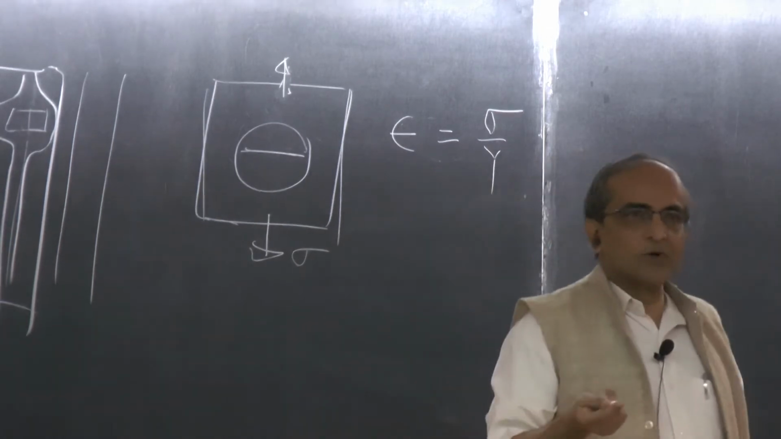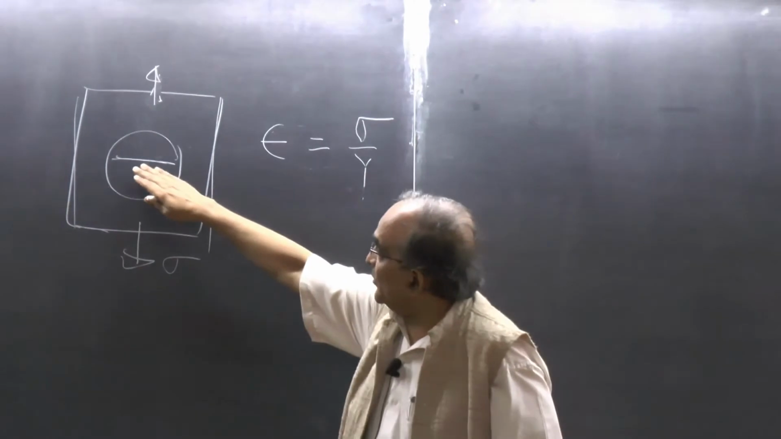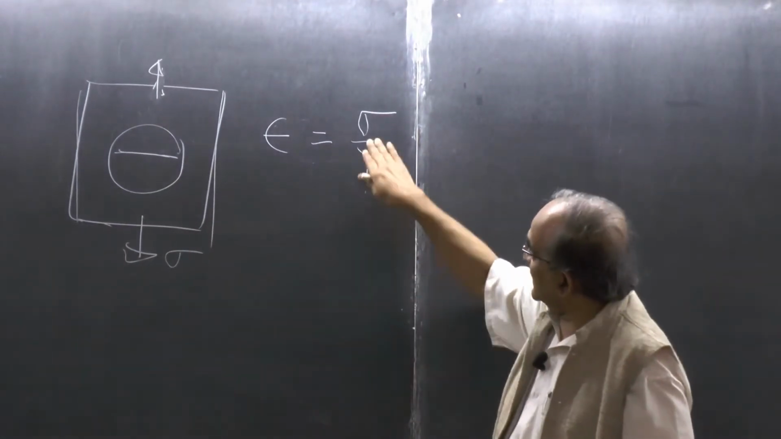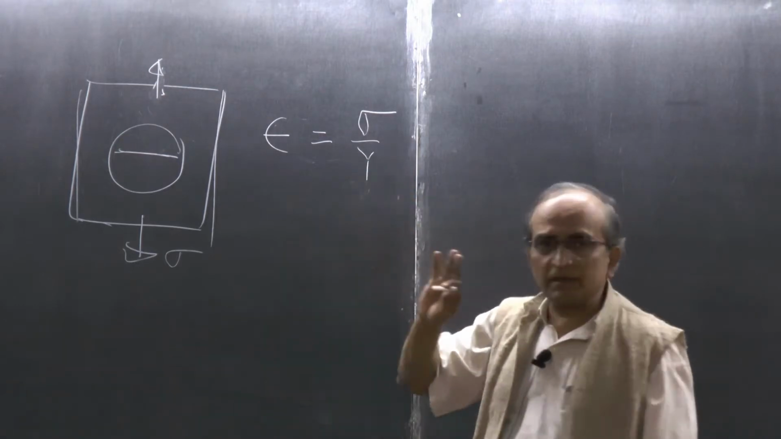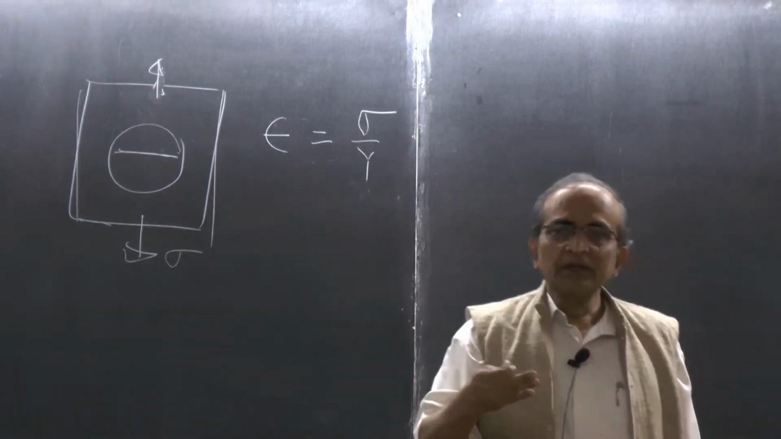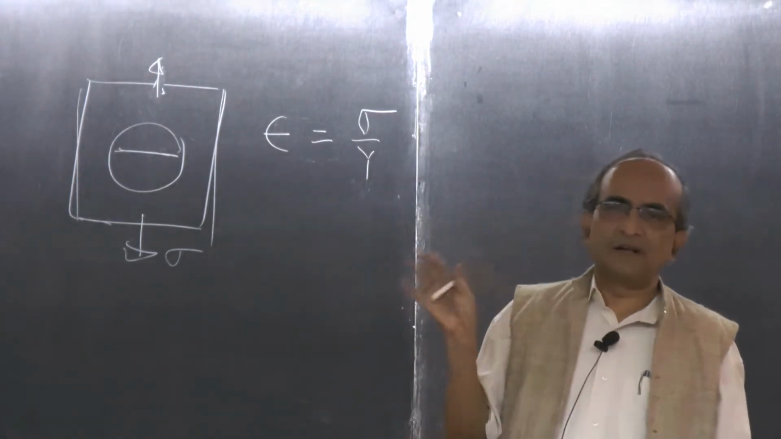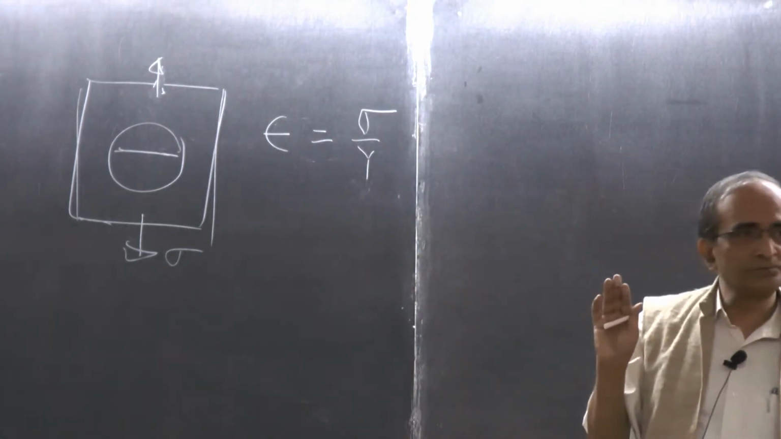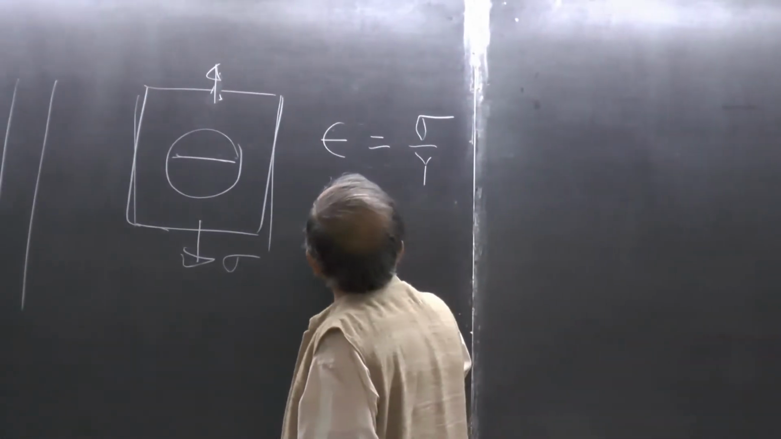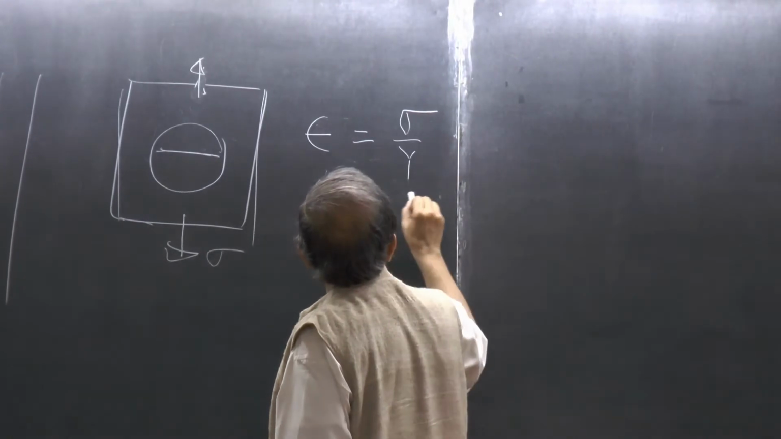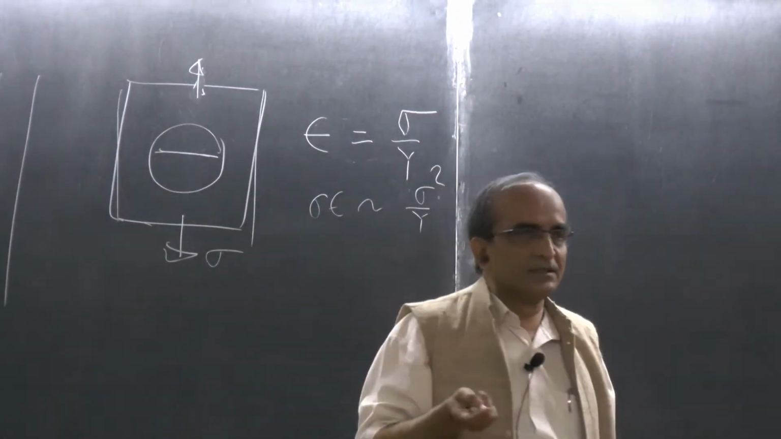I am going to the breaking point, so in a sense stress is higher, but I am assuming that the system is linear or brittle, so that the elastic modulus is not dependent on the stress at all. Okay, so then what is the energy? Energy will be stress into strain, proportional to sigma square by Y. This is the energy density.